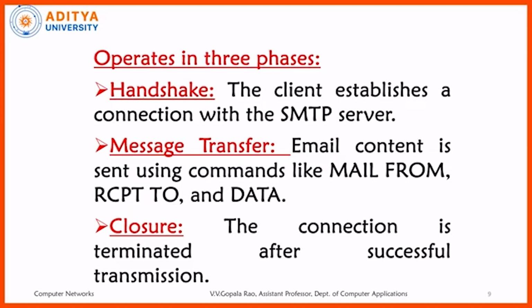And closure. Once the mail transmission is over, there is no meaning in continuing the same connection, so it has to close the connection. That is also the responsibility of SMTP. So these are the three phases: handshake, message transfer, and closure. Once closing is done, there is no way of sending a message to the recipient again. Again, you have to go through the handshaking process, message transfer process, and closure process.